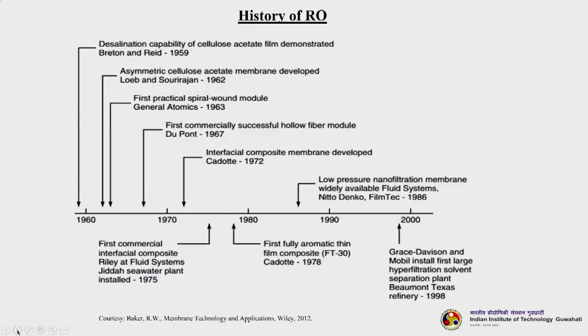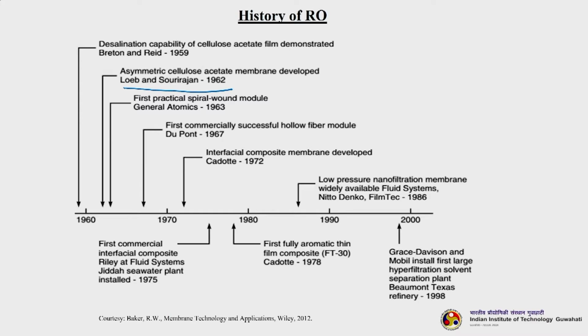Let us understand the history of reverse osmosis. You can see that it started in 1960. The desalination capability of cellulose acetate thin film was demonstrated by Brenton and Reid in 1959, and in 1960 it was adapted. Then the asymmetric cellulose acetate membrane was developed by Loeb and Sourirajan. This is one of the most important breakthroughs in membrane science and technology, in 1964 or 65 if I remember correctly.